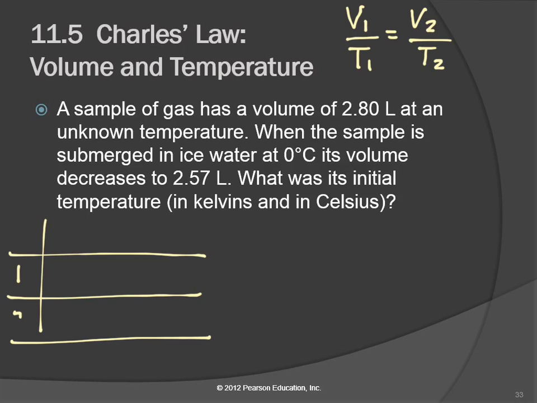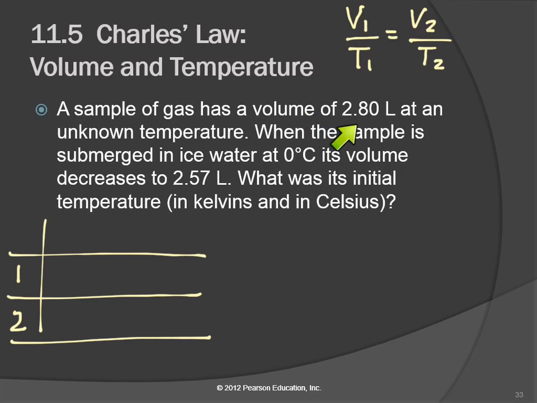We've got condition 1 and 2. If you're doing a problem and your friend is doing a problem and you've got your 1s and 2s backwards, that's not a problem. As long as you have the correct temperature and volume associated with each other, it doesn't matter if you call it 1 or 2, it's still going to work out just fine.